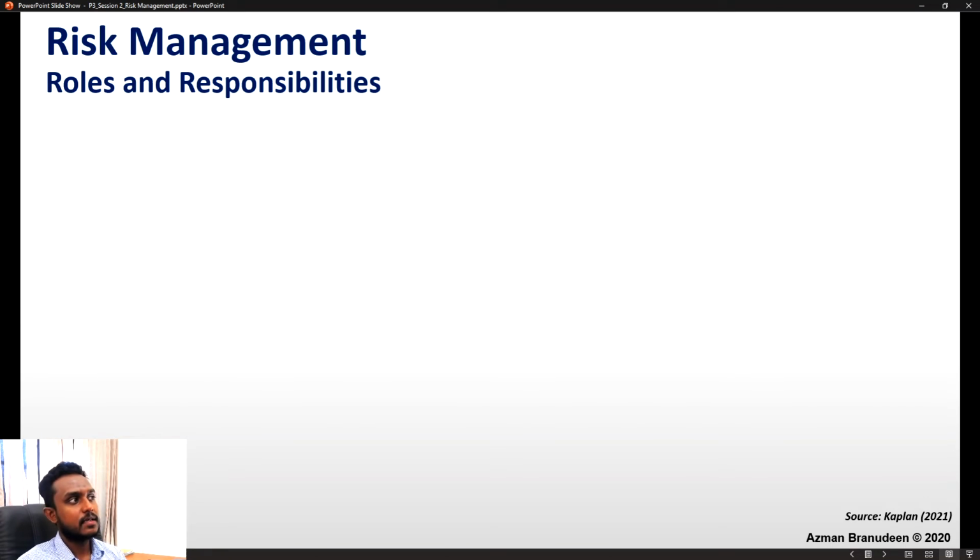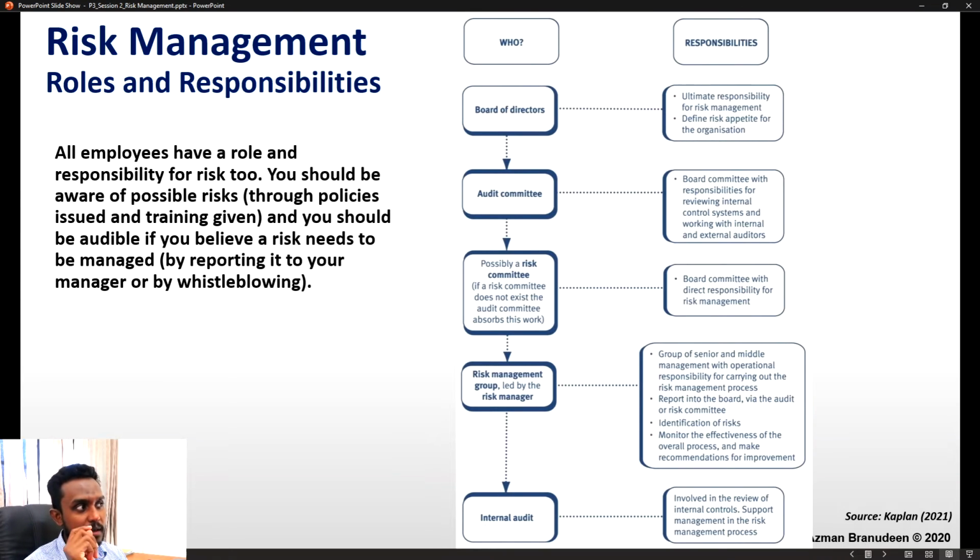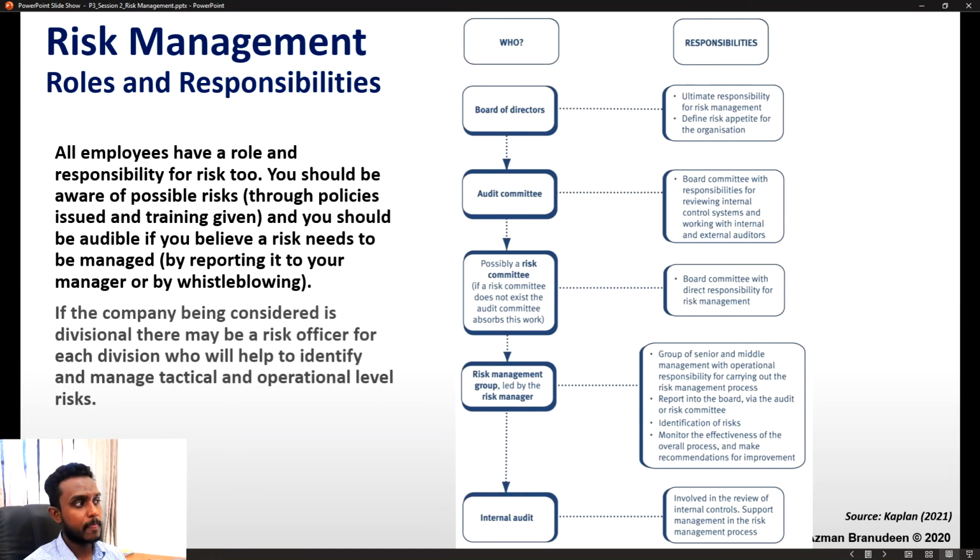Then we arrive at the roles and responsibilities. We've talked extensively about risk management strategy, but who is going to do all of these? To be really honest, all employees have a role and responsibility for risk. You should be aware of possible risks through policies issued and training given, and you should be accountable if you believe a risk needs to be managed, by reporting it to your manager or even by whistleblowing. If the company is divisional, there may even be a risk officer for each division who will help to identify and manage tactical and operational level risk.